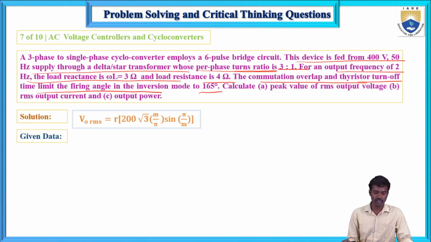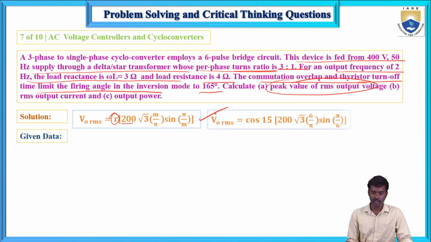Solution for this, and this is the formula. The peak value of RMS output voltage equals R times 200 root 3 times m by pi, with pi by m. Here m is the number of pulses and R equals cos 15, meaning 180 minus 165. The supply voltage maximum value is 200 into root 3. If you simplify this, V0 RMS equals 319.